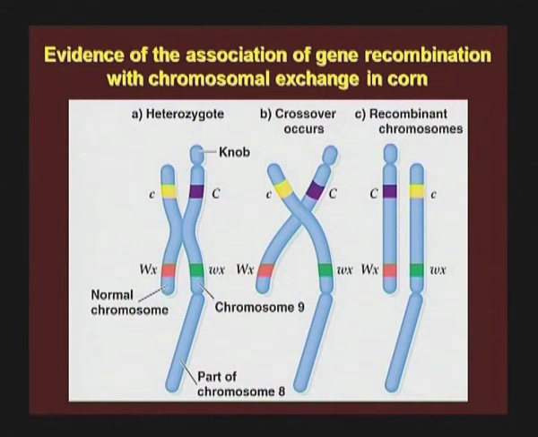Evidence of the association of gene recombination with chromosomal exchange in corn is designated in this diagram very clearly, where in A there is a heterozygote, in B the crossover occurs, and in C the recombinant chromosomes are formed after the crossing over. The same thing happens in chromosome 9, which has been shown here in A as a heterozygote. There is a crossover, and after the crossover, breakage and fusion are complete, we can see the creation of a new recombinant or a new genetic constitution in chromosome 9.